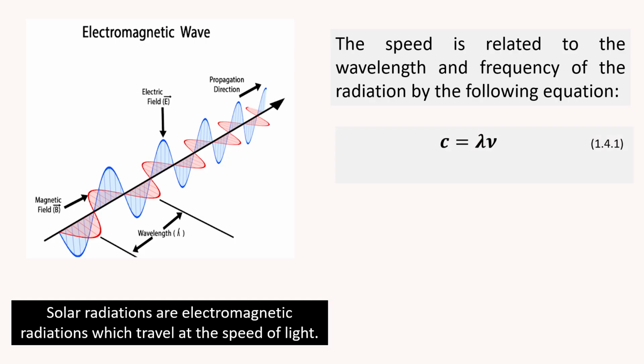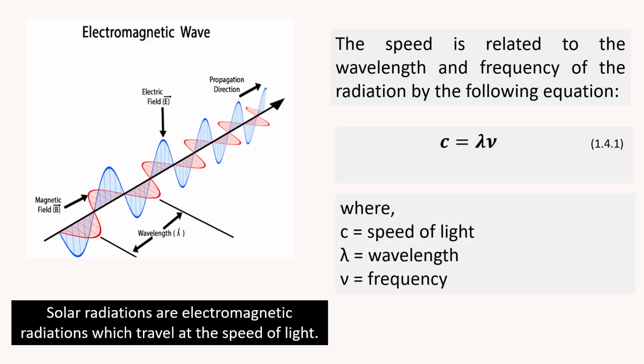is equal to lambda nu, where c is equal to what? c is the speed of light, as I already told you, the speed of light is 3 into 10 to the power 8 meter per second, and lambda is the wavelength and nu is the frequency.